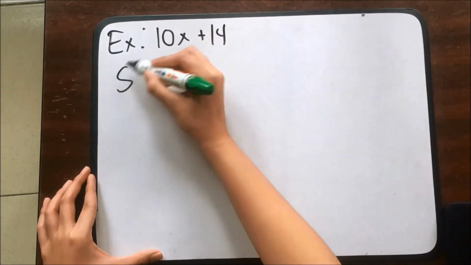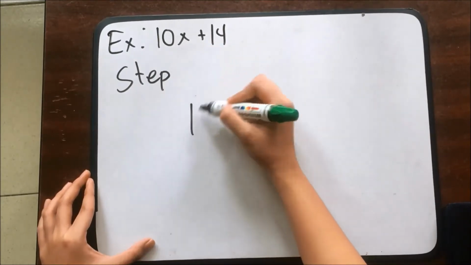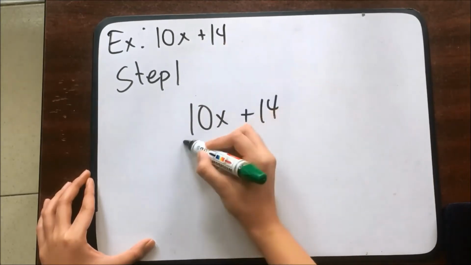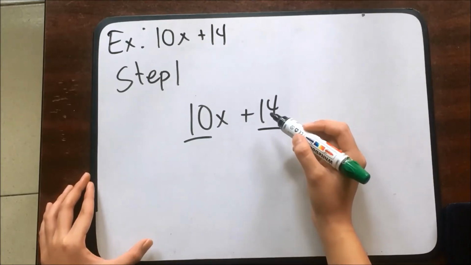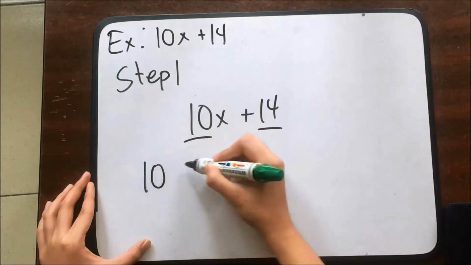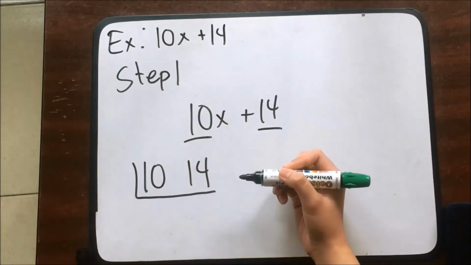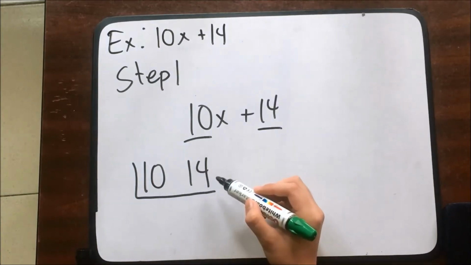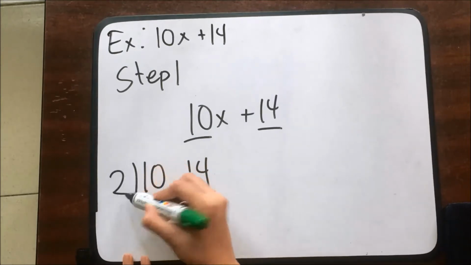So let's go to step number 1, which is find the GCF of the coefficients. Now 10 and 14 are our coefficients. We will get the GCF of the coefficients using the ladder method. 10 and 14. So, what number can be divided to 10 and 14 evenly? So, 2 can be divided evenly. So, we'll put 2 over here.